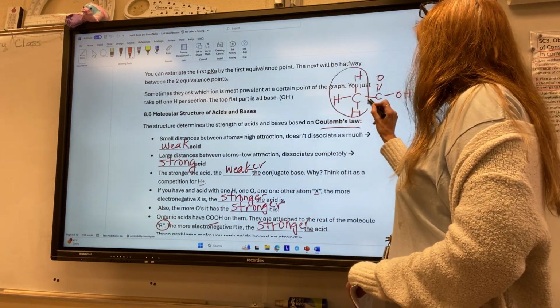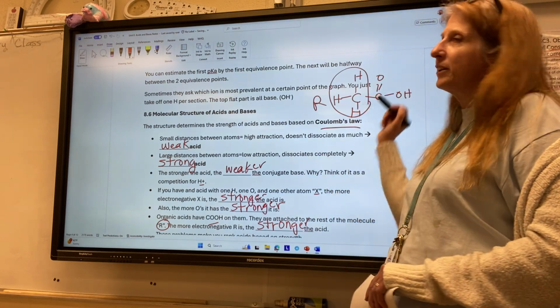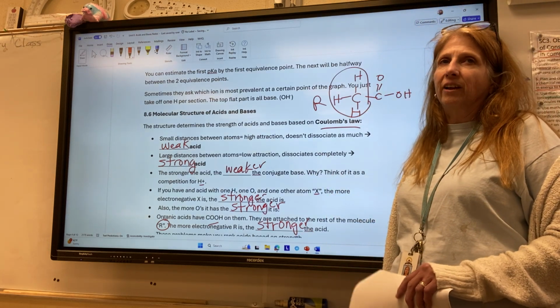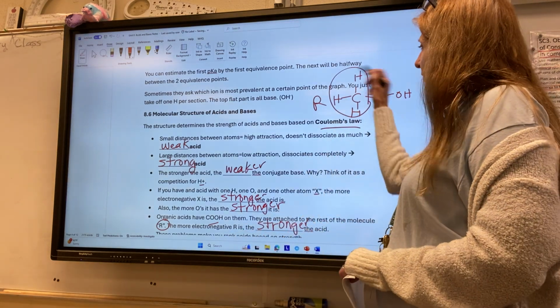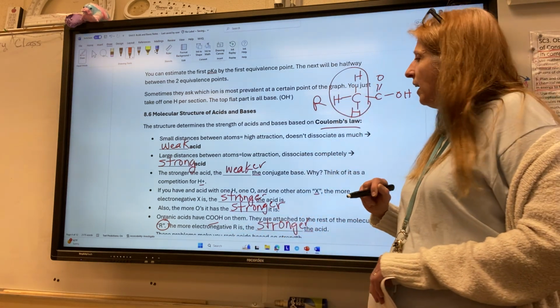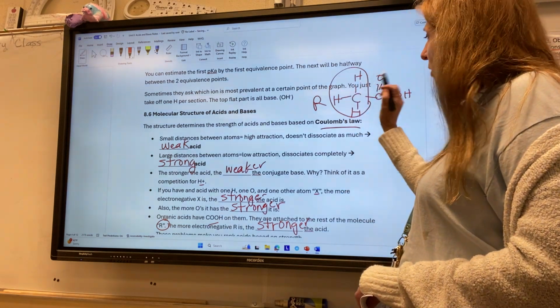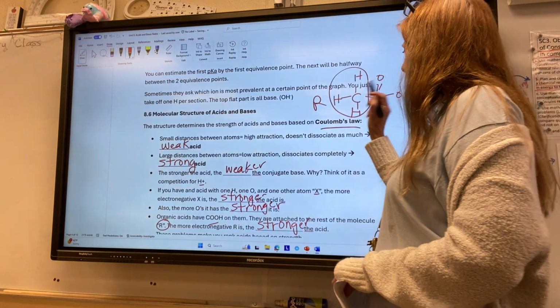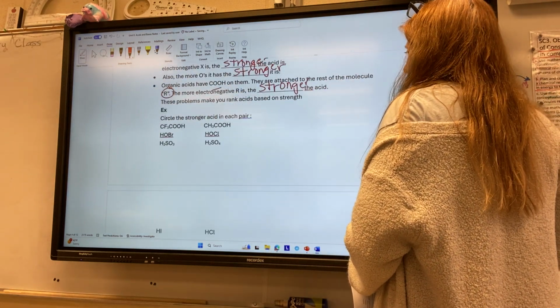This is called R. It's just designated R. Whatever the COOH is attached to is called R. Just like, in math, X is what you don't know. In organic chemistry, the rest of the molecule is called R, and whichever R is more electronegative, that is going to be the stronger organic acid.